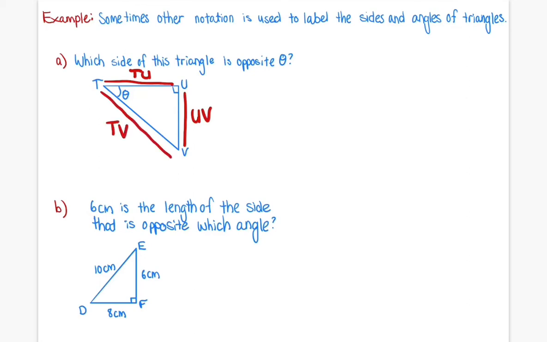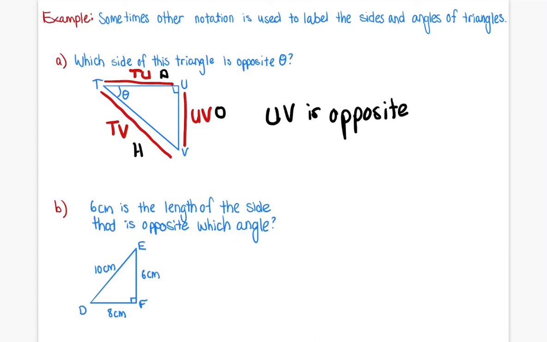Now that I've got that, I can go ahead and do my normal labeling of O, A and H, and ask which side is opposite. Well, the one that has O on it, which means UV is opposite. That's one way you may come across them, and that's how you work out what's going on.